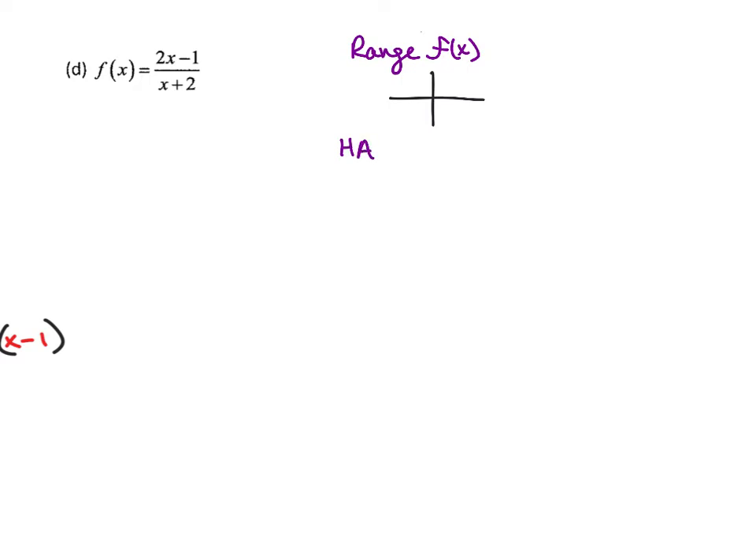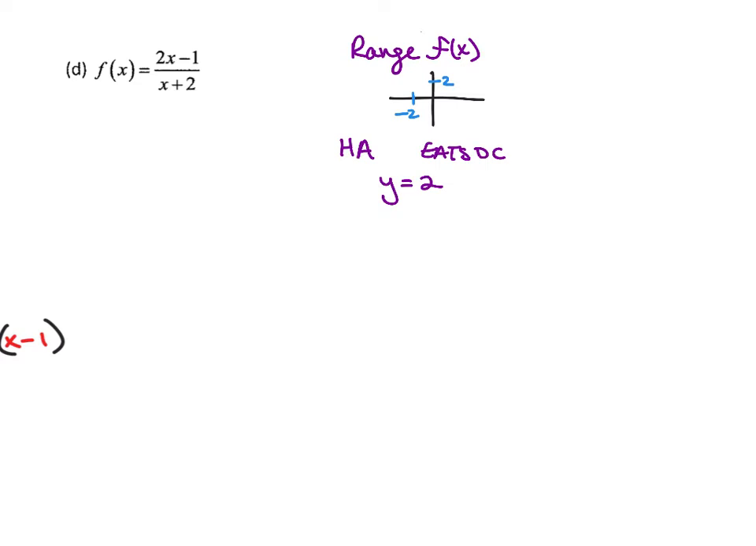We have to decide if this is Bobo, Botten, or Eats DC. And this is an Eats DC, which means we're going to divide the coefficients. That's 2 divided by 1. So I have a horizontal asymptote at 2, and a vertical asymptote at negative 2.